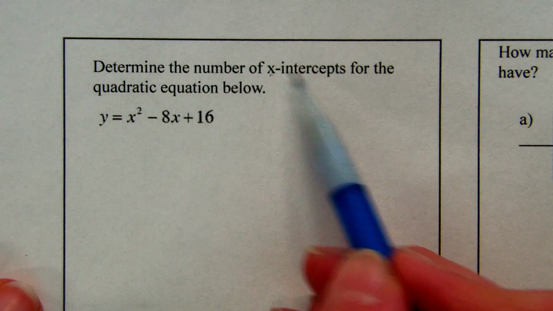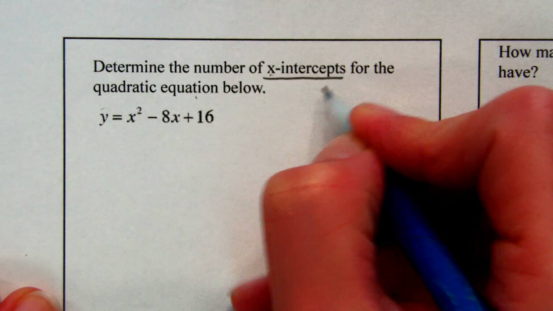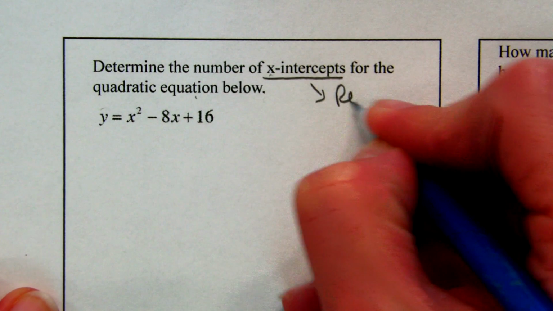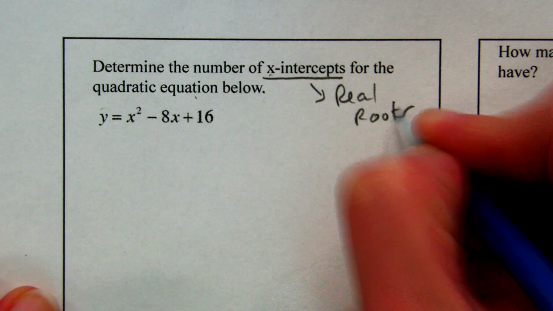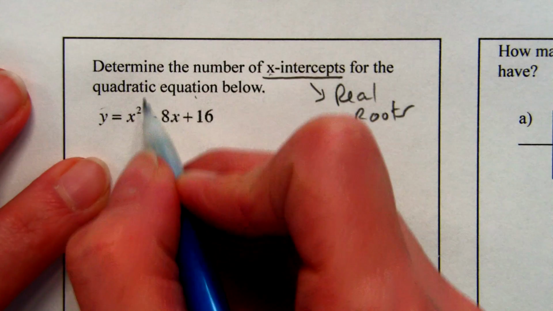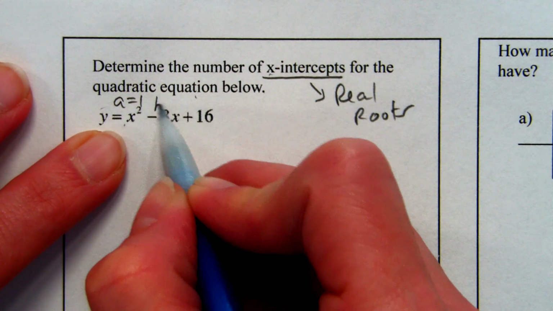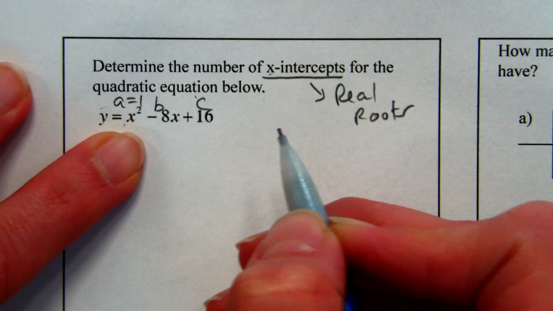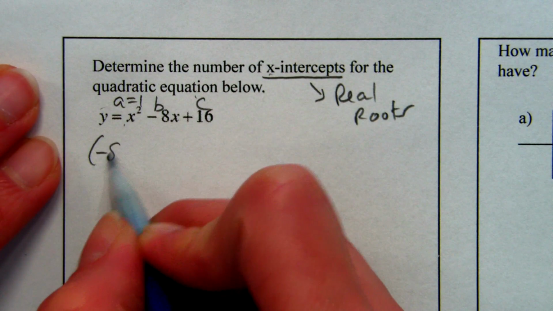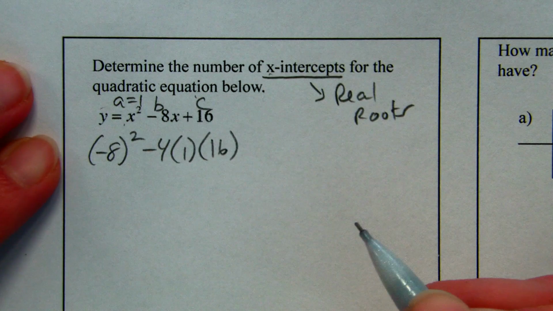Okay, so let's go down here. It says determine the number of x-intercepts for the quadratic equation below. X-intercepts correlate to real roots, and I'll show you a picture of that here in a second. So A on this one is going to be 1, since we just have x squared. B is negative 8. C is 16. So we'll have negative 8 squared minus 4 times 16.